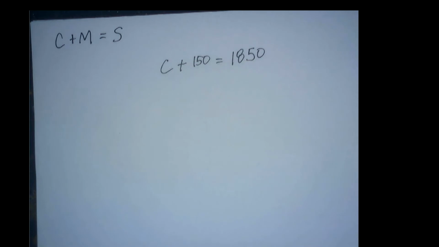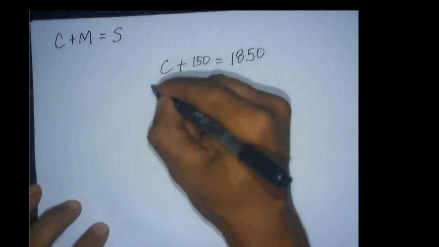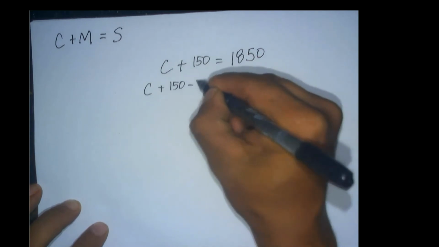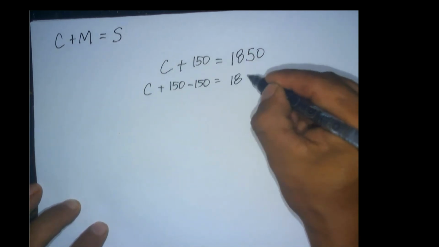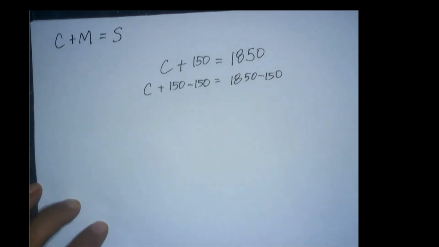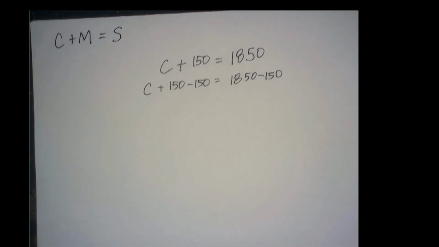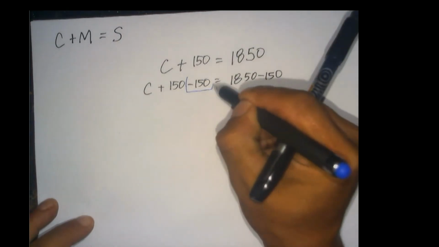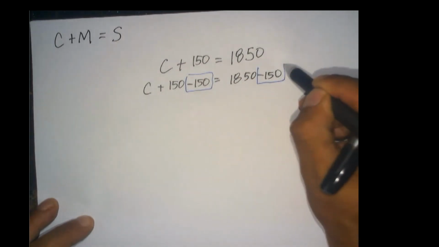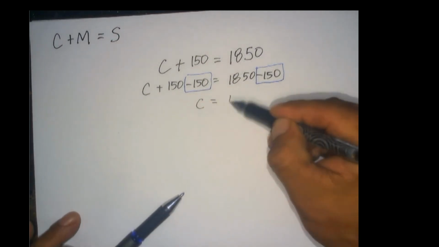How do we find the cost? I mean, I can do that in my head, but okay. That one's easy. So the selling price is $1,850. The markup is $150. So you get C plus $150 equals $1,850, minus $150 from each side. This is what we're doing to each side. The cost is $1,700. So it cost the company $1,700.